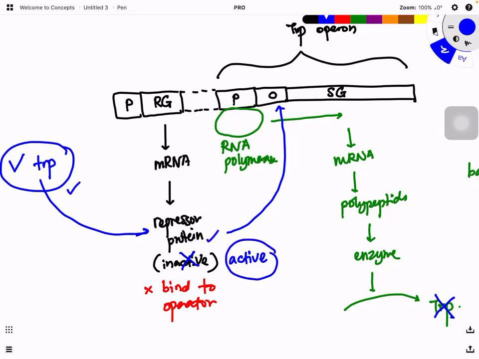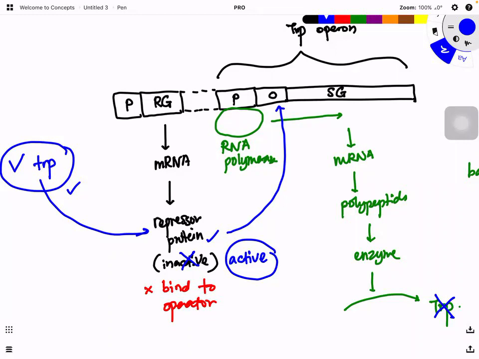Okay, make it become active. So when it becomes active, this active repressor protein will bind to the operator. When they bind to the operator, RNA polymerase cannot bind to the promoter, therefore no transcription takes place. They do not need to produce the enzyme to make tryptophan. Why? Because they already have high tryptophan.